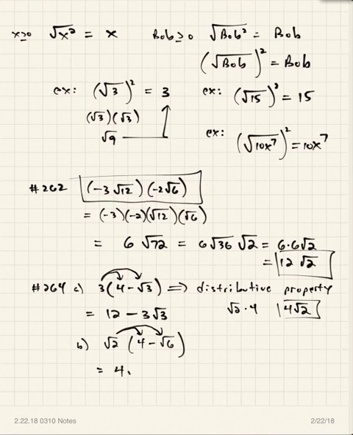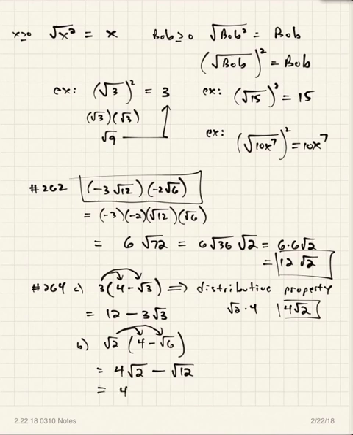So I'm going to write this as 4 times the square root of 2, like that, minus, and then we have the square root of 2 times the square root of 6. Can I multiply those together? Yeah, those are both square roots, and I know I can multiply any 2 square roots together. And so that's the square root of 12.